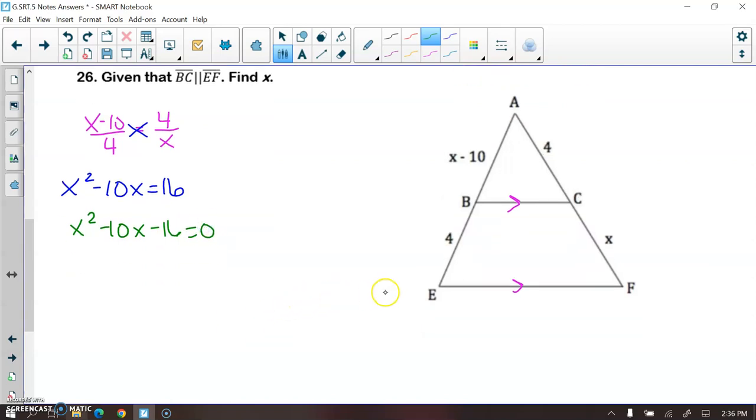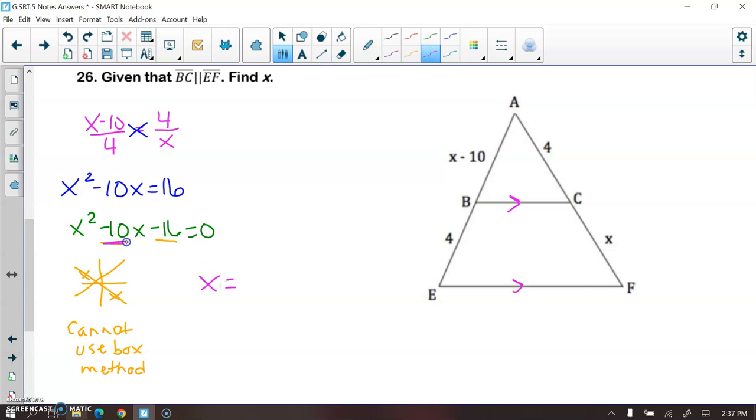And now let's use the box method. Split up my x. Two numbers that when multiplied together equal -16, but when added together equal -10. There's actually no such two numbers that do this, so that doesn't mean that this is no solution though. It just means that we cannot use this method to solve. There is a method that we learned for solving quadratic equations that works for every single quadratic equation that you have, and that's the quadratic formula. So that's what we're going to use.